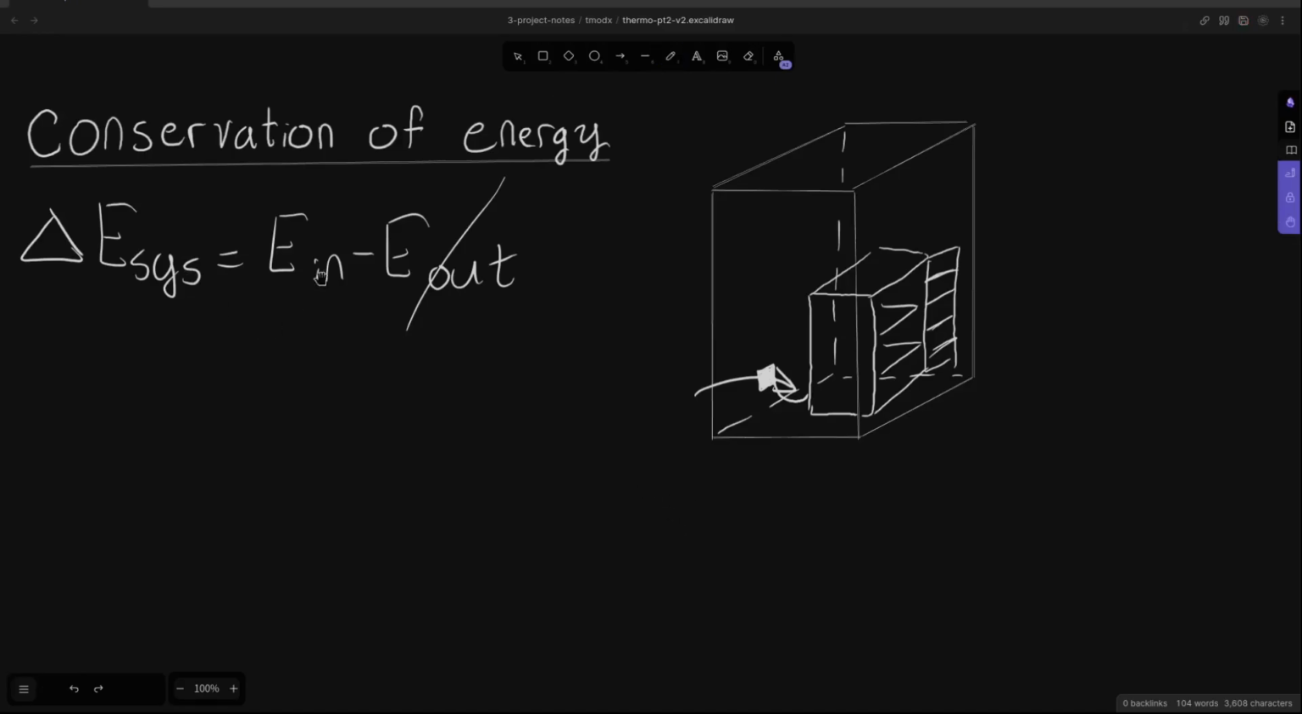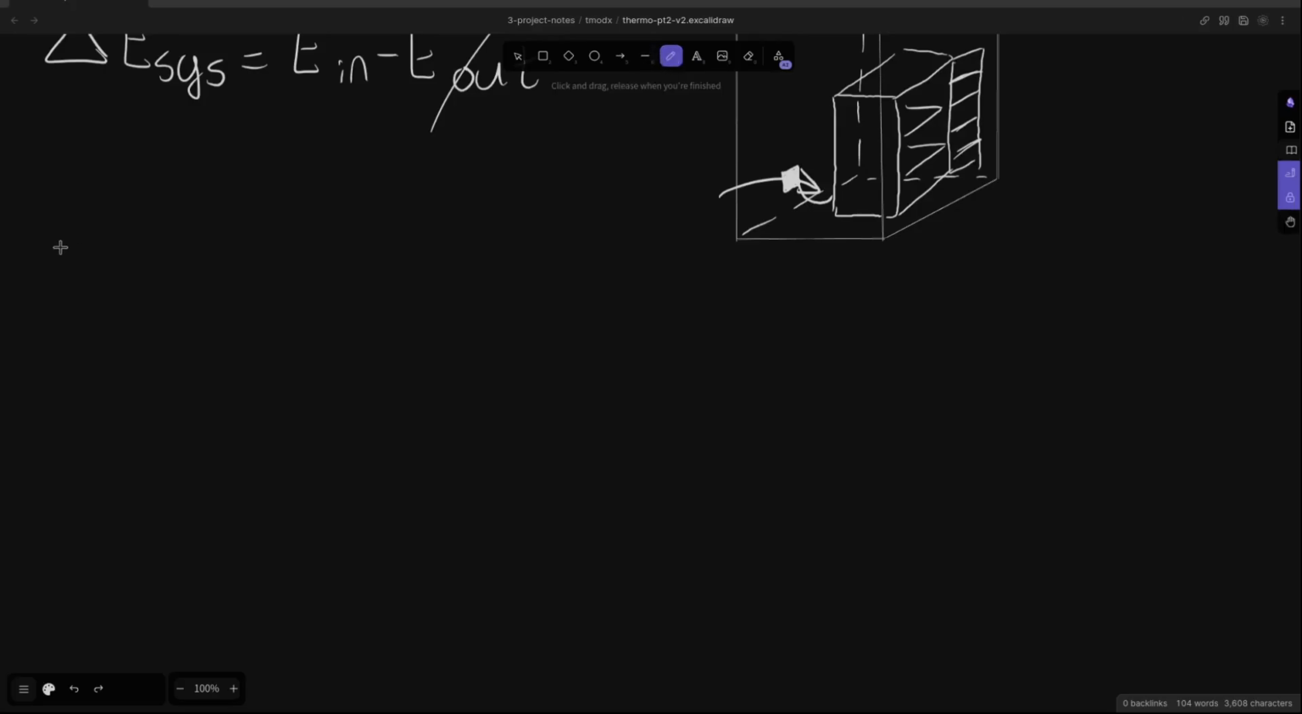Now, there are lots of forms of energy that we can look at to see whether it's changing or not. So let's go ahead and look at some of the forms we have. The first one we'll have a lot is kinetic energy. So this is basically the energy from moving.